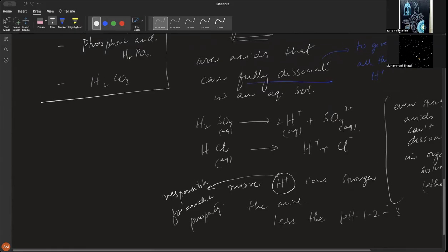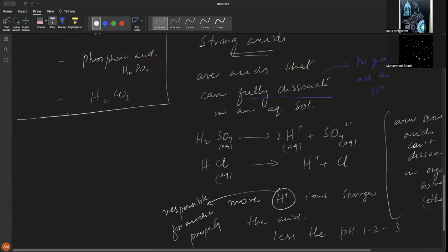Do you understand? Dissociation is the key. They need to be in an aqueous form to be an acid. An acid cannot be an acid if it is solid. So these are not acids if they are solid. They are only acids when they have dissociated in aqueous form. Is that clear?